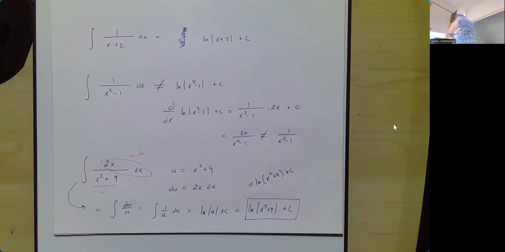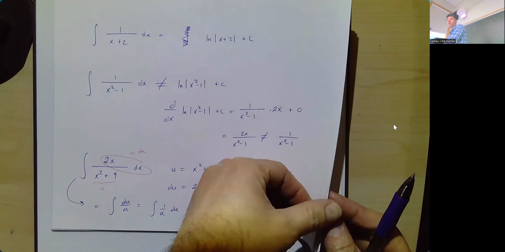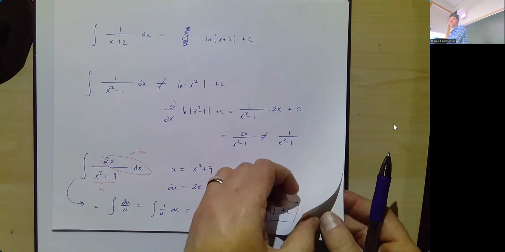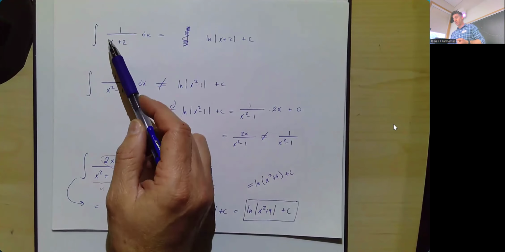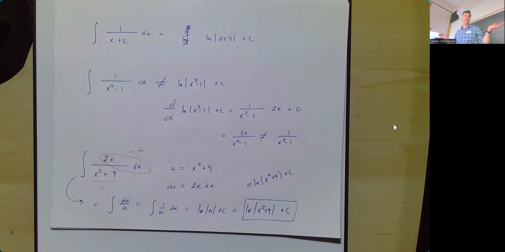The thing I really want to stress is that just because you have 1 over something doesn't mean the antiderivative is the natural log of that something. It's only really true if your something is a linear function of your variable. 1 over u to the first, 1 over x to the first plus 2. Right? If you have other powers, everything goes out the window.